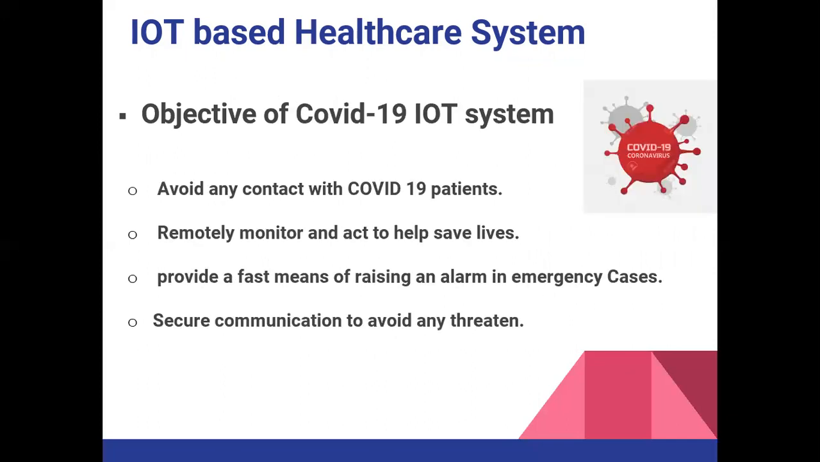The objective of the COVID-19 Internet of Things systems is to avoid any contact with a COVID-19 patient by making distance between the patient and other unaffected persons. Also to remotely monitor and act to help save lives, provide fast means for raising an alarm in emergency cases, and to secure communications to avoid any threat.